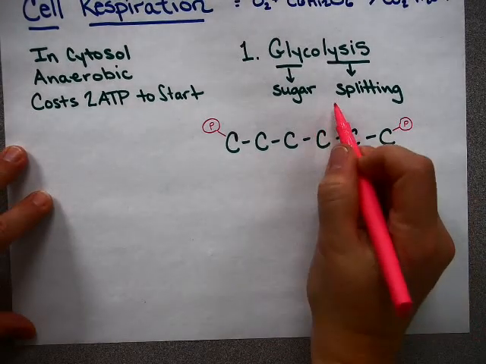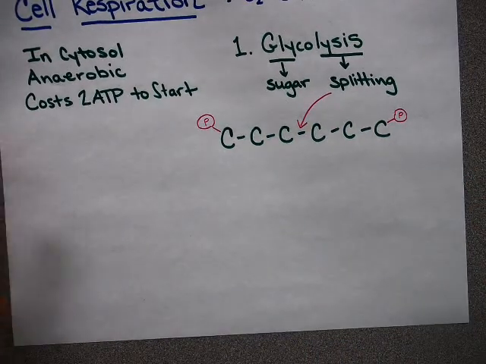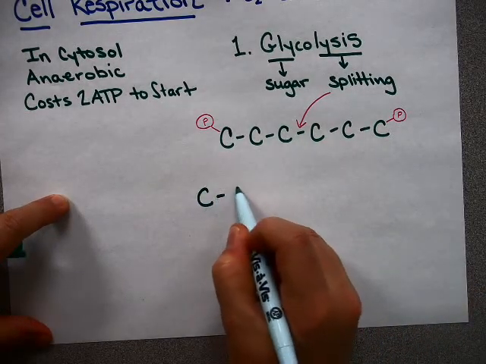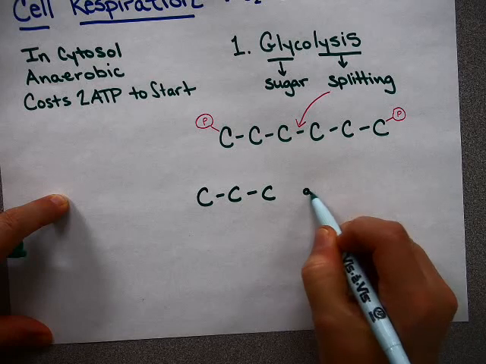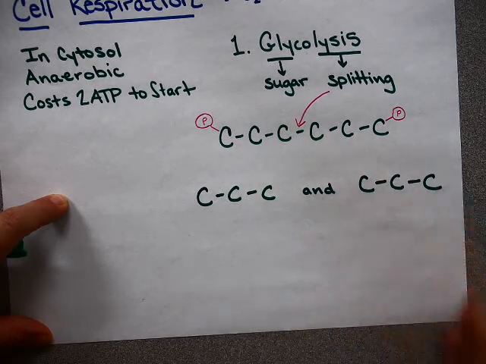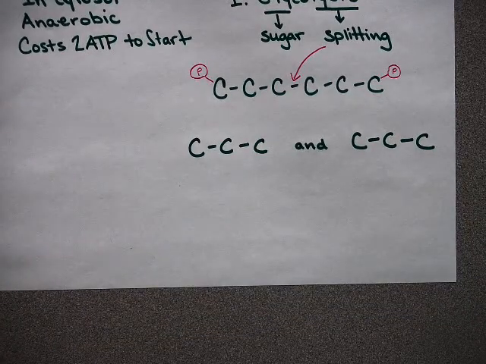So we're going to go right down the middle here. That's where we're going to split. That's a good, easy way to show that. And then we're going to end up with this and this. 2 3-carbon molecules. Nice and easy.